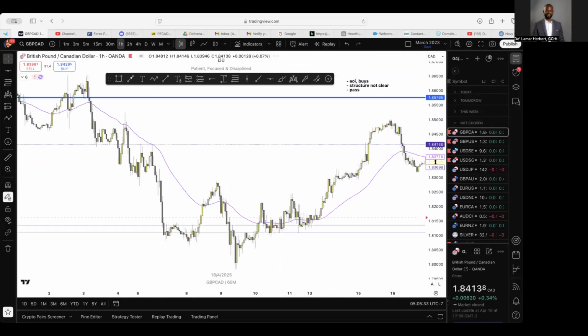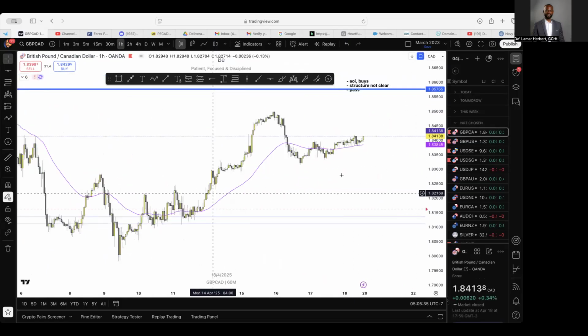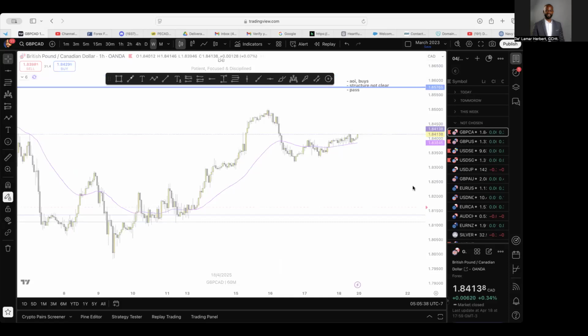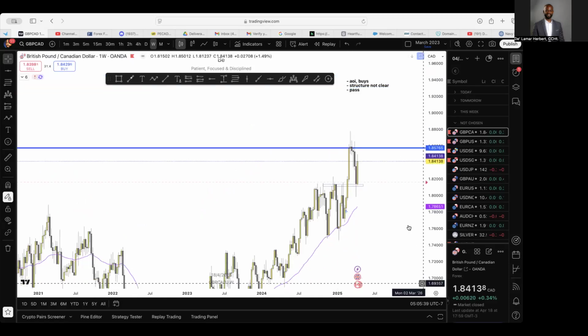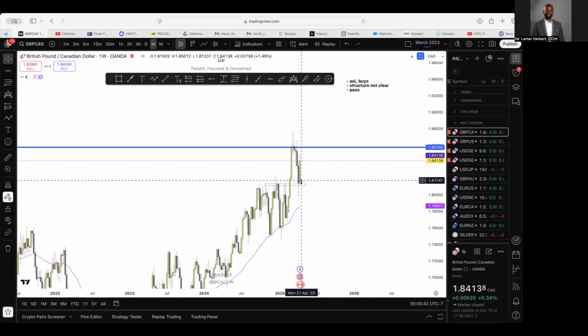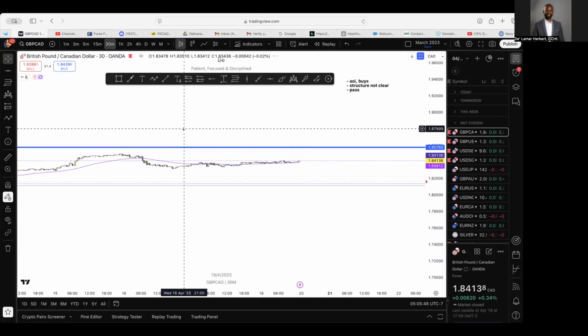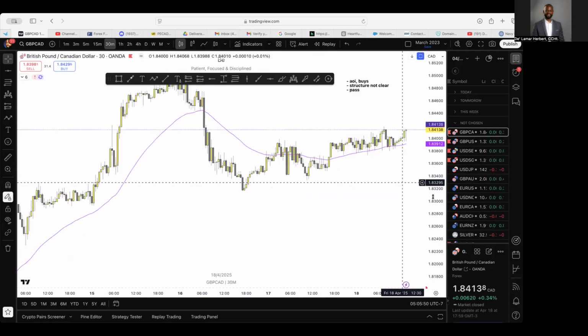Last but not least, GBP CAD. All right, so this will be buys, but the structure is not clear. We had a pullback. Same thing with GBP USD. It took off. We're not going to chase it. We're not going to chase the wave. We'll wait for the next wave. So structure is not clear.